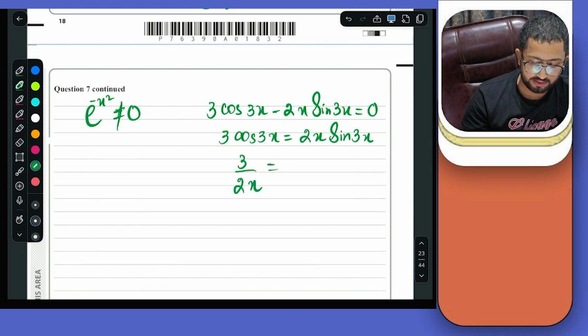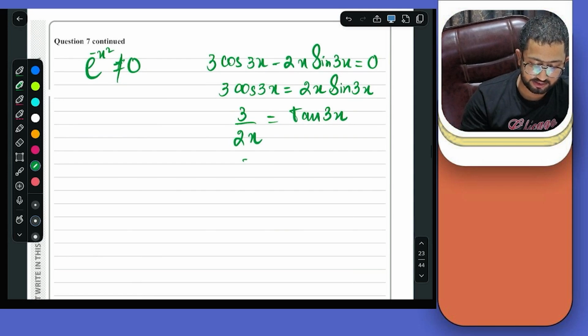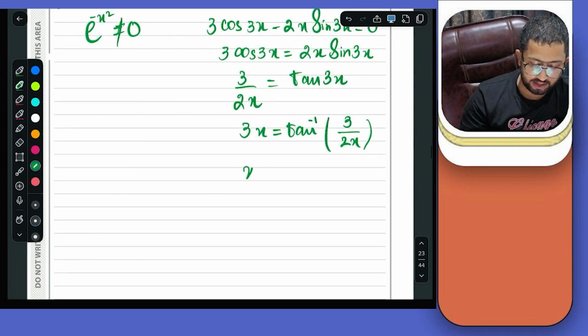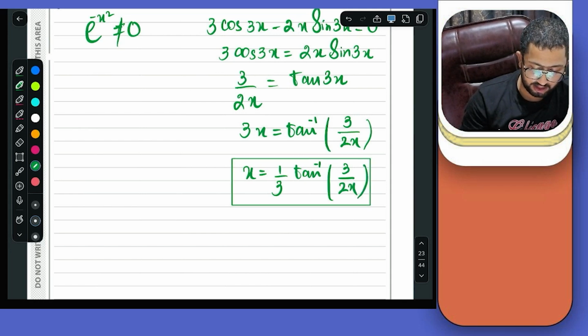So what will it become? Sine over cos will become tan 3x. And 3x equals tan inverse of 3 over 2x, since arctan means tan inverse. So x will become 1 over 3 tan inverse 3 over 2x. I think that is what we want to show.